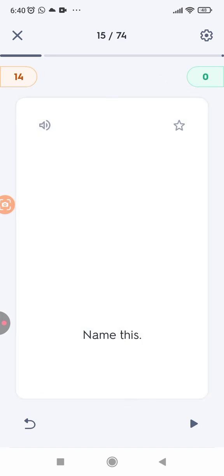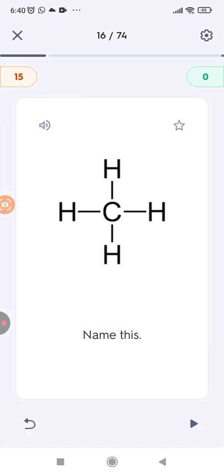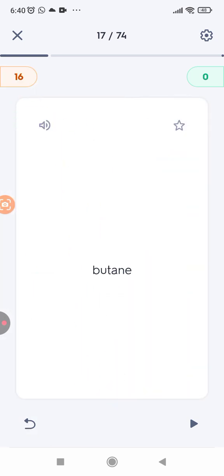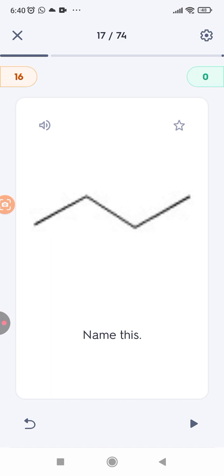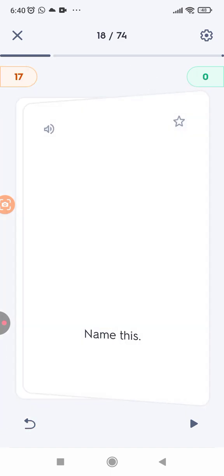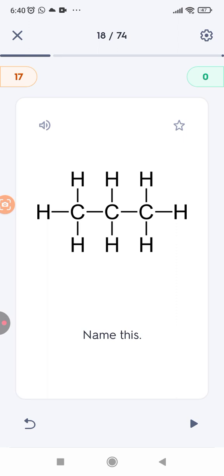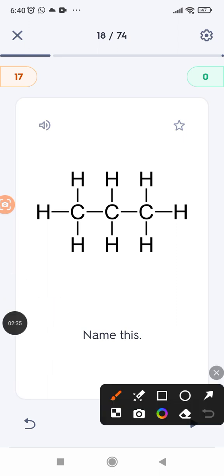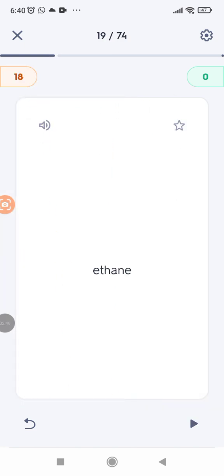Pentane, number of carbon atoms is 5, as we can see. Methane. This is methane. Number of carbon atoms is 1. Butane. Here we can see. Propane, number of carbon atoms is 3. Here we can see, number of carbon atoms is 3. So this is called propane.